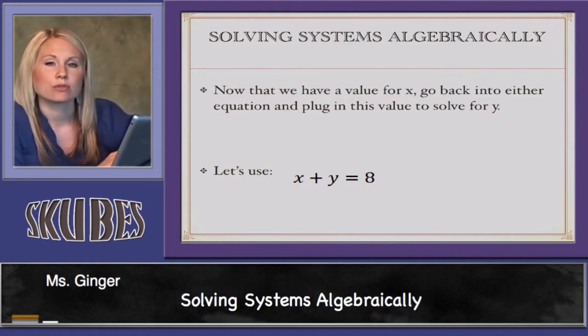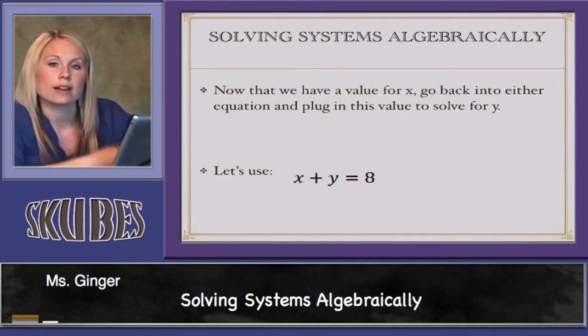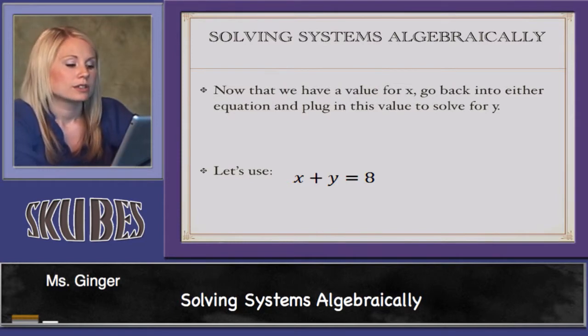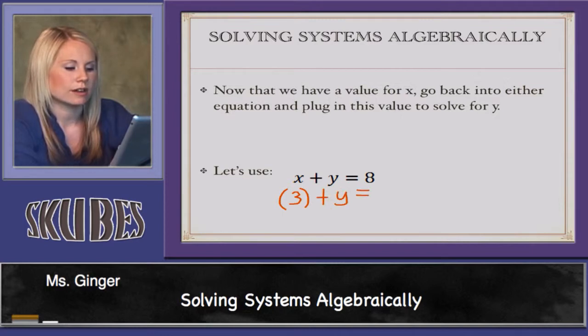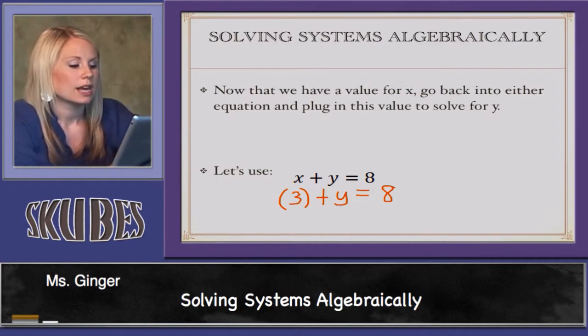Once we have the value for one of our variables, we can substitute that value again into really either one of the original equations and find the other variable. So x was 3, remember? So we're going to put that in for x in this equation. I've just chosen one of our equations from our system. You can use either one.